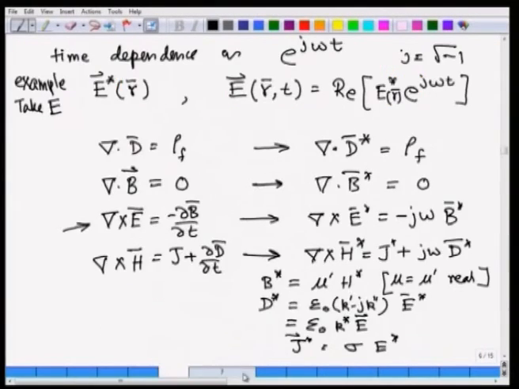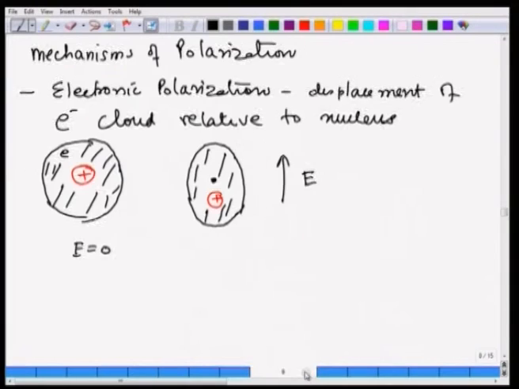And now what we are looking at is a situation where the E field is 0, of course, there is no polarization. But once you apply an electric field in this direction, then the two centers shift by a quantity, let us say delta, and this leads to a dipole moment, and hence it leads to polarization. So, this is the mechanism of electronic polarization. This is electronic polarization, displacement of the electron cloud relative to the nucleus.